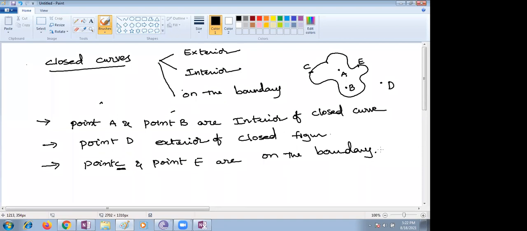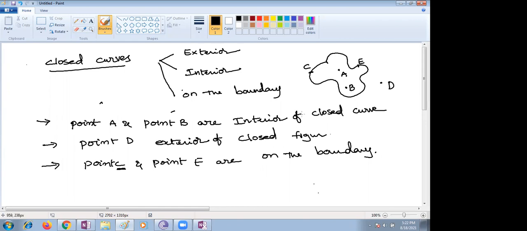Ma'am, why can't even open curves have these three parts? We can't assess open curves. Why? Because only for closed curves can we specifically say these are the points inside, these are the points on the boundary, these are the points exterior. We are unable to assess this for open curves. Next, children, the next point is different types of polygons.